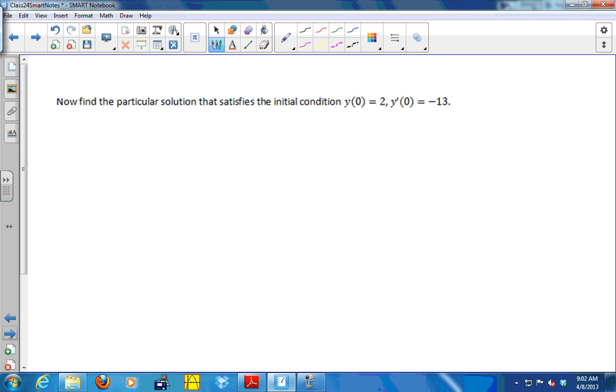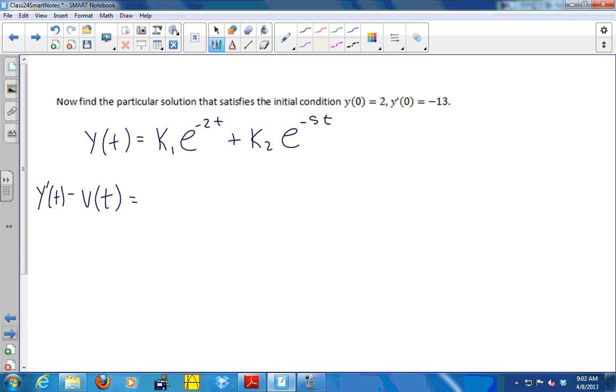All right, so if I want to find the particular solution that satisfies certain initial conditions, well, I know y of t, I just wrote these down, is k1 e to the -2t plus k2 e to the -5t, and v of t, which is y prime, is -2 k1 e to the -2t minus 5 k2 e to the -5t. I can just differentiate y. And then plug in your initial conditions.